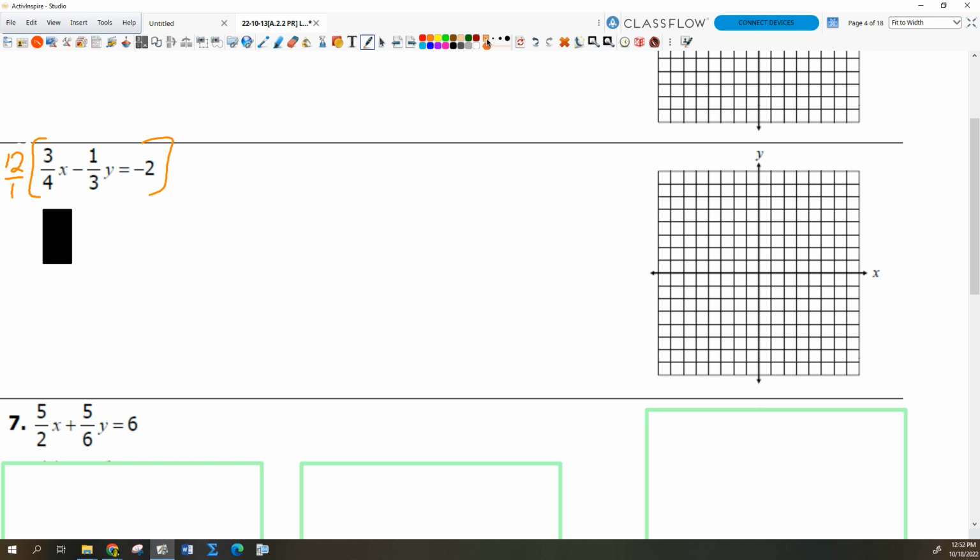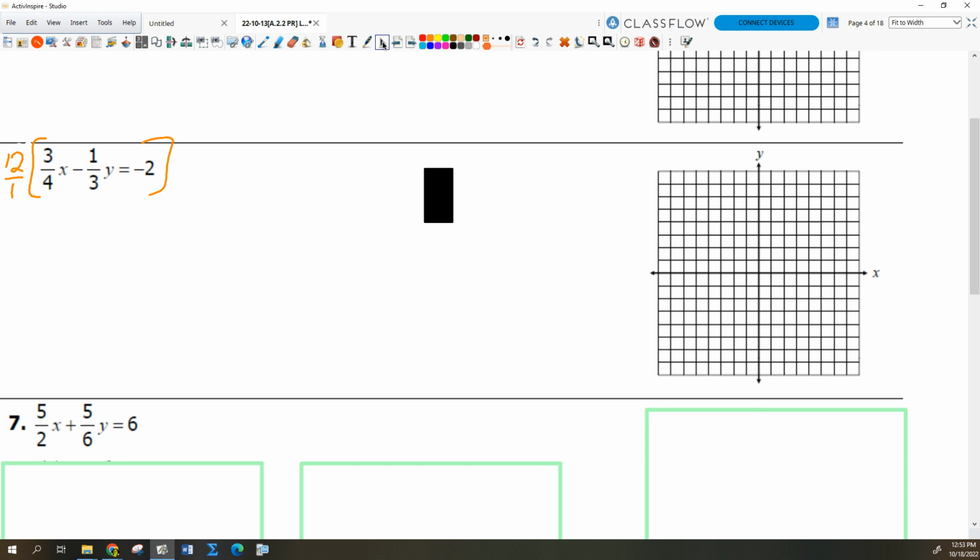Same thing as 12 over 1. Let's see, Ava, can you tell me, what am I going to get from that first term if I distribute the 12 to the 3/4 x? What do you think? What am I going to get, or how could I get it? I'll take either answer. It's 9. I'm going to get 9x. How'd you get that? Okay, so we could just multiply straight across and get 36 over 4, which is 9.